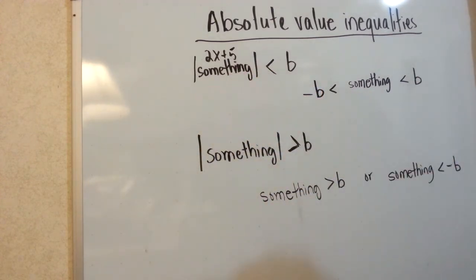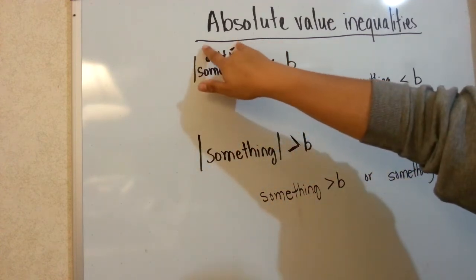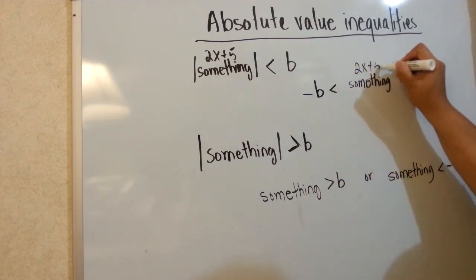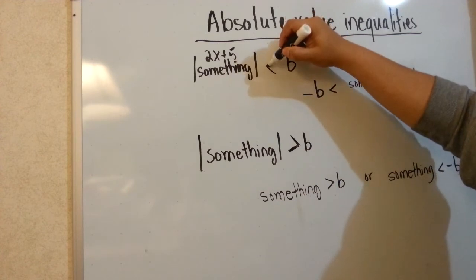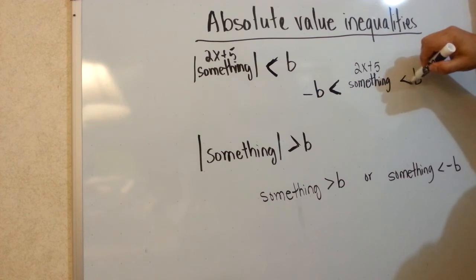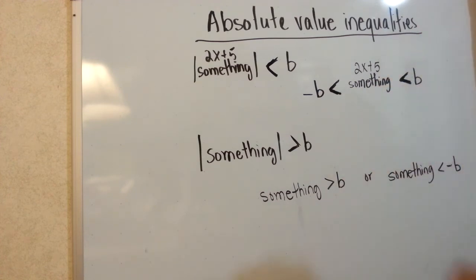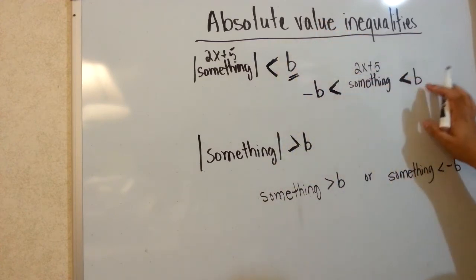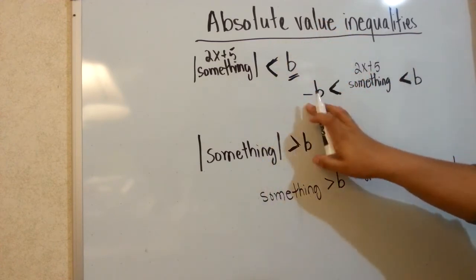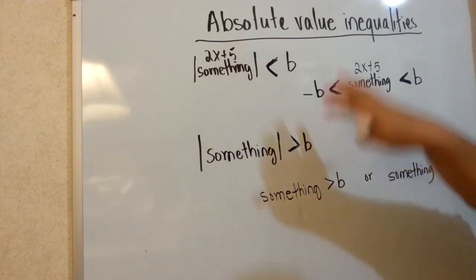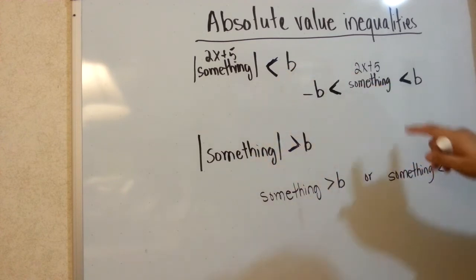You need to turn this into an "and" compound inequality. You have to take what's inside the absolute value bars, so that 2x plus 5, and especially when it's less than, you have to put two, the same on the left and on the right. But on the right, you're going to put whatever this number is. So if this is 7, you're going to put a positive 7. And on this side, you're going to put a negative 7. Just reverse the sign.